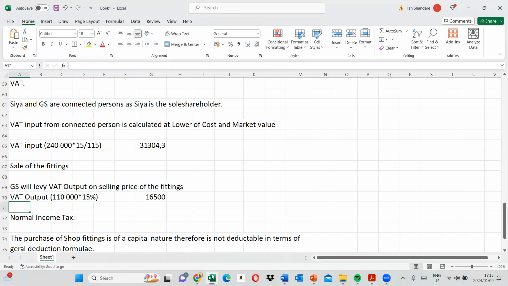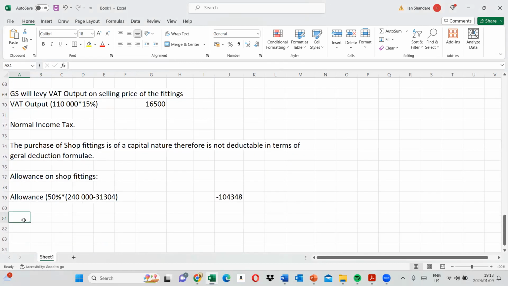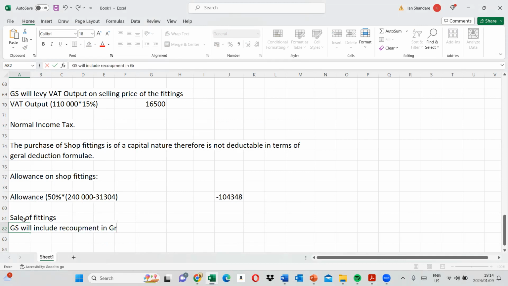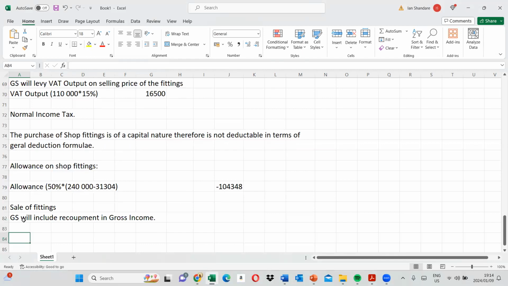Right. So VAT output will be that. And then what is the implication that comes with the sale? So sale of fittings. GS will include equipment in gross income. Remember, the question says ignore the capital gains tax. So you have to calculate now the calculation of recoupment.